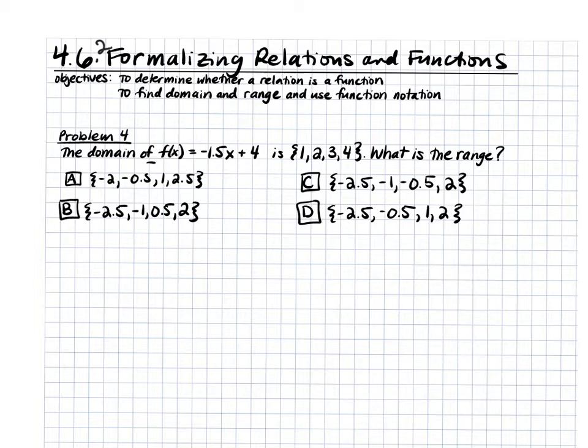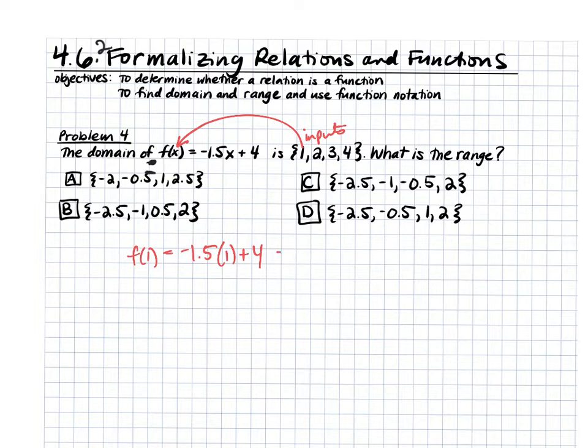So here, we can see this is in function notation. It says, here is the function. The domain is 1, 2, 3, and 4. What's the range? If this is the domain, remember our domain are inputs. So think of these as inputs into this function. We're going to put 1 into this function. f of 1 means we're going to multiply that 1 by negative 1.5, negative 1.5 times 1 plus 4.